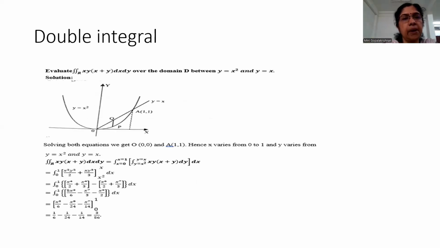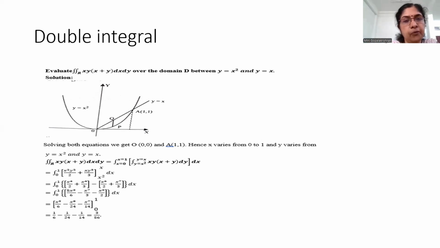Now coming to the double integral, we have a sum here: the double integral over R of xy into (x plus y) dx dy over the domain D, which is bounded by a parabola, x squared is equal to y, and the line x is equal to y. So we have to integrate in the enclosed region between the parabola and the straight line.